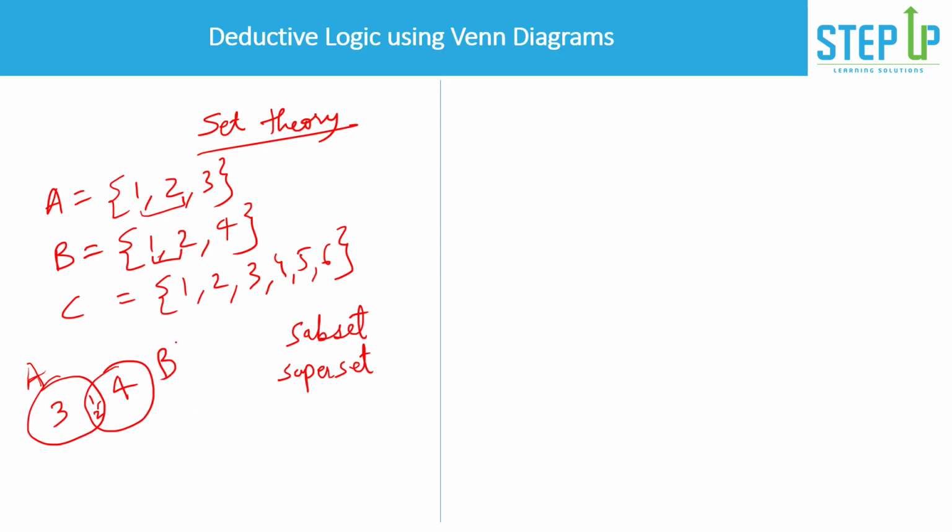Now if you were to represent C as well, you can say C is like the superset because C contains all the elements of A and B, right? So let's say C has 1, 2, 3, 4, which is here, and 5, 6. So C also has these additional elements. Basically, Venn diagrams are the diagrammatic way to represent sets, and that's what we do here.